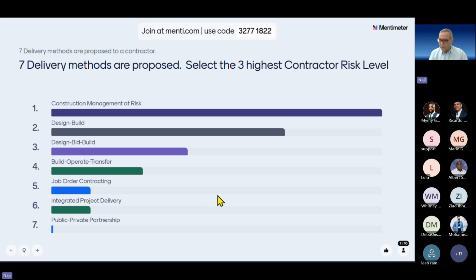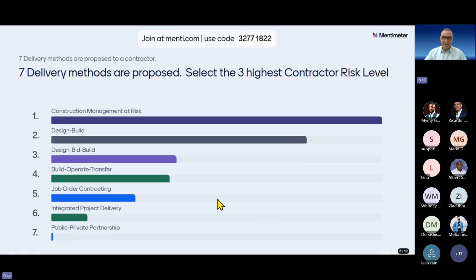Okay, so the highest risk, the way you see it, is construction management at risk, when they assign a construction manager. Then we see design build, and then build, operate, and transfer, BOT. Fine. We will see during this presentation the correct answer.